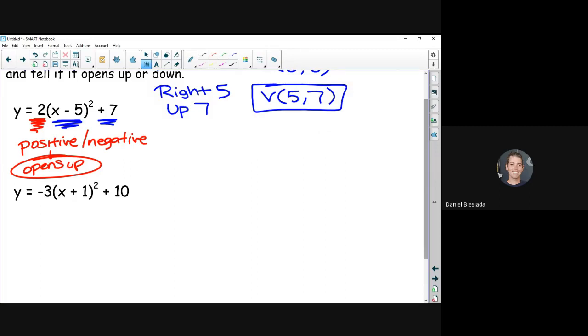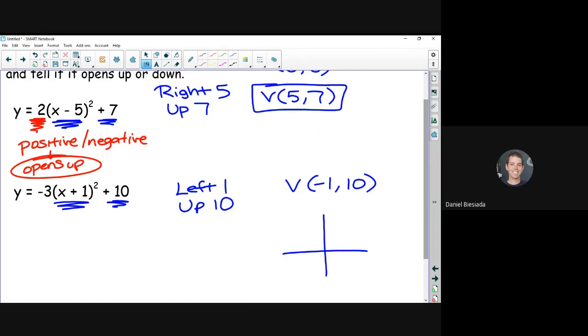We have y equals -3 times x plus 1 squared plus 10. Again, we will start with what's inside the parentheses and after the parentheses first. Adding inside the parentheses gives me a shift left 1. Plus 10 outside gives me a shift up 10. If I start at 0, 0 and go left and up, that's going to give me a vertex of -1, 10. Again, if you need the visual, we're starting at the origin, going left 1, and all the way up to 10.